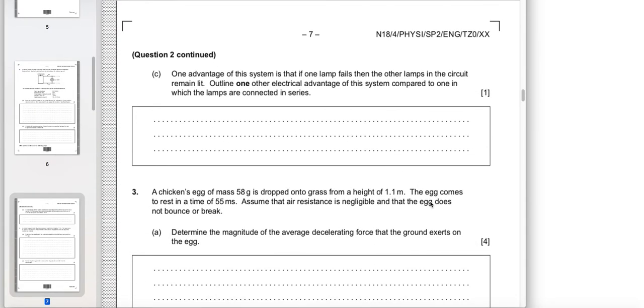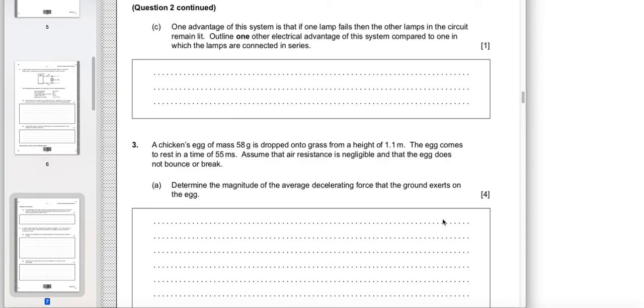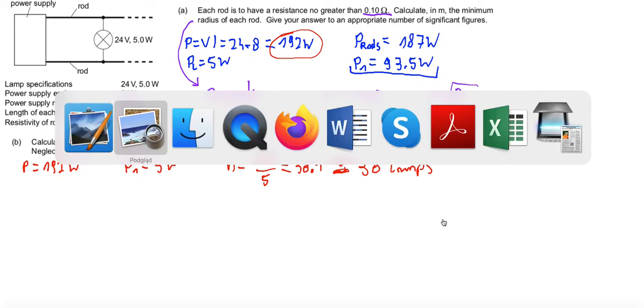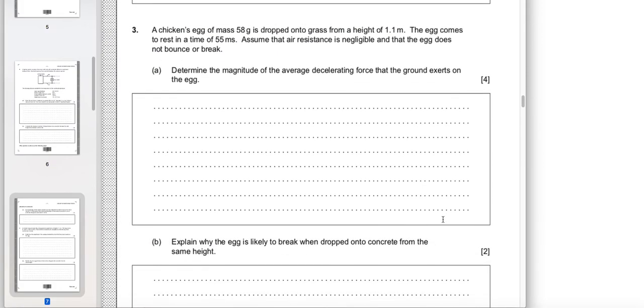And third, one advantage of this system is that if one lamp fails, the other lamps in the circuit remain lit. Outline one other electrical advantage of this system compared to one in which the lamps are connected in series. So, advantage of parallel connection. Each lamp has the same voltage. It's a huge advantage. We can use identical lamps, each has the same voltage and each has the same current, and just this. So we finished exercise.